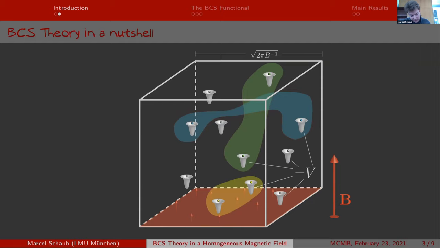And I'm now interested in the weak magnetic field limit, so to say. So I'm assuming that this magnetic field strength B is much less than one. In this way, the system becomes macroscopically large, as opposed to the microscopic interaction between the particles. Okay, so this is going to model a separation of scales that I'm commenting on later.